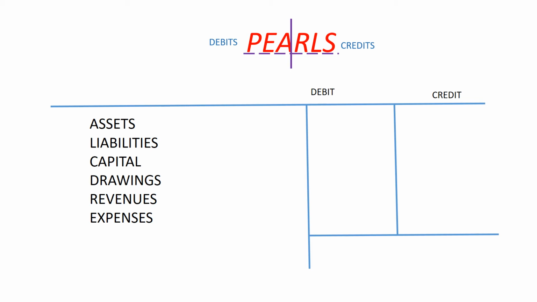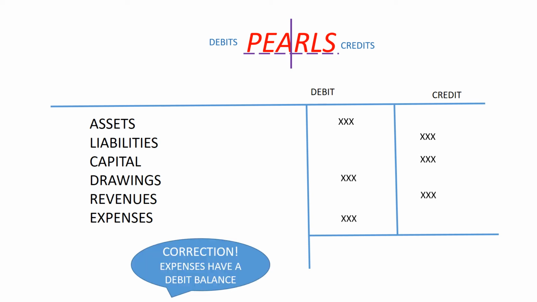The PEARLS rule is going to help us to determine the balances of the accounts listed. Assets have a debit balance, liabilities have a credit balance, capital has a credit balance. Now, drawings are not part of the acronym, but you need to remember that they have a debit balance. Revenues have a credit balance, and expenses also have a debit balance.